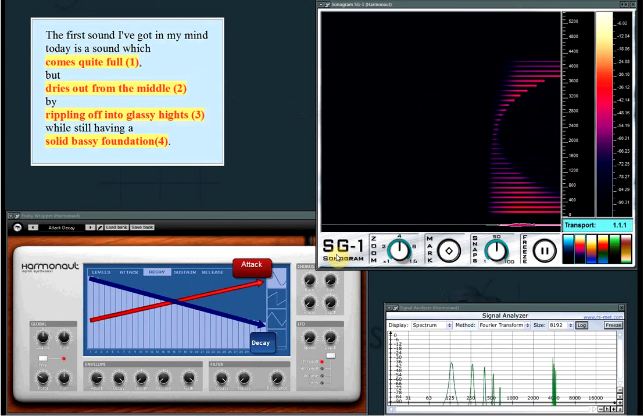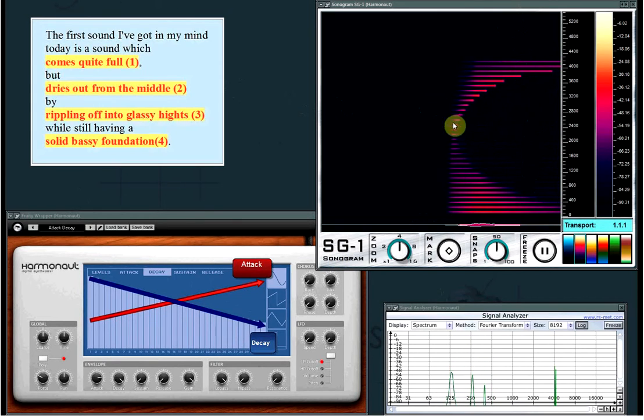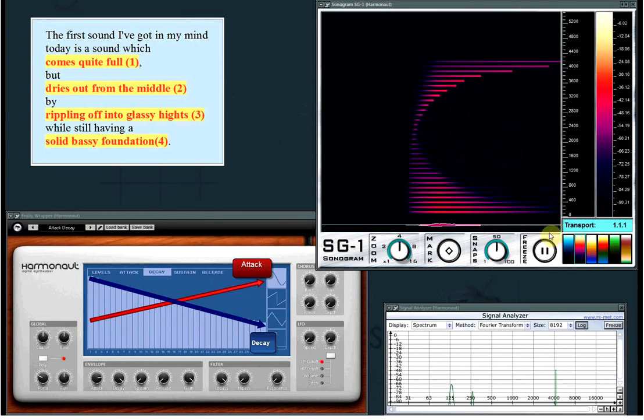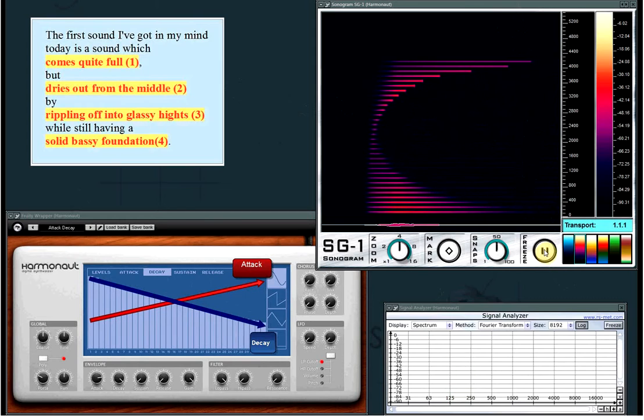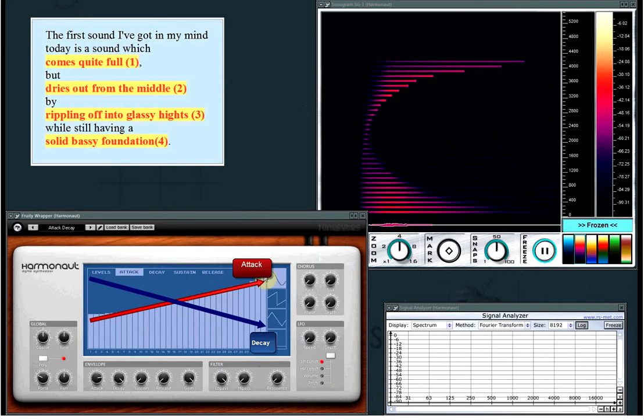And here you see it, especially in the sonogram, quite well. So let's freeze it. Just listen once again and watch at first the signal analyzer, the development. Drying out from the middle. Okay, so you see coming full at the beginning. Only the very high frequencies are not there right at the beginning. Let's look at the attack. Here the very long attacks.